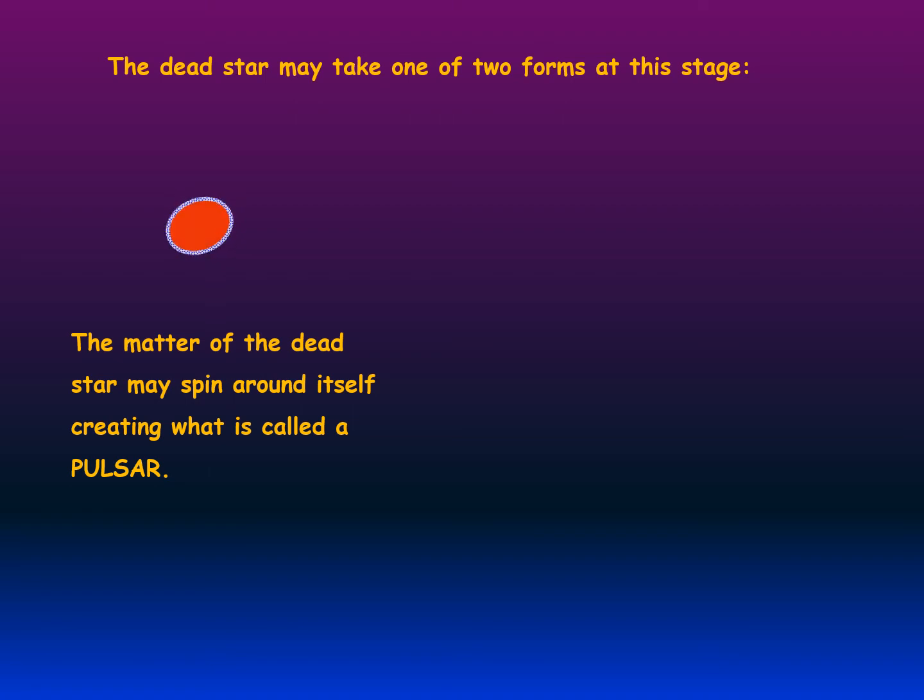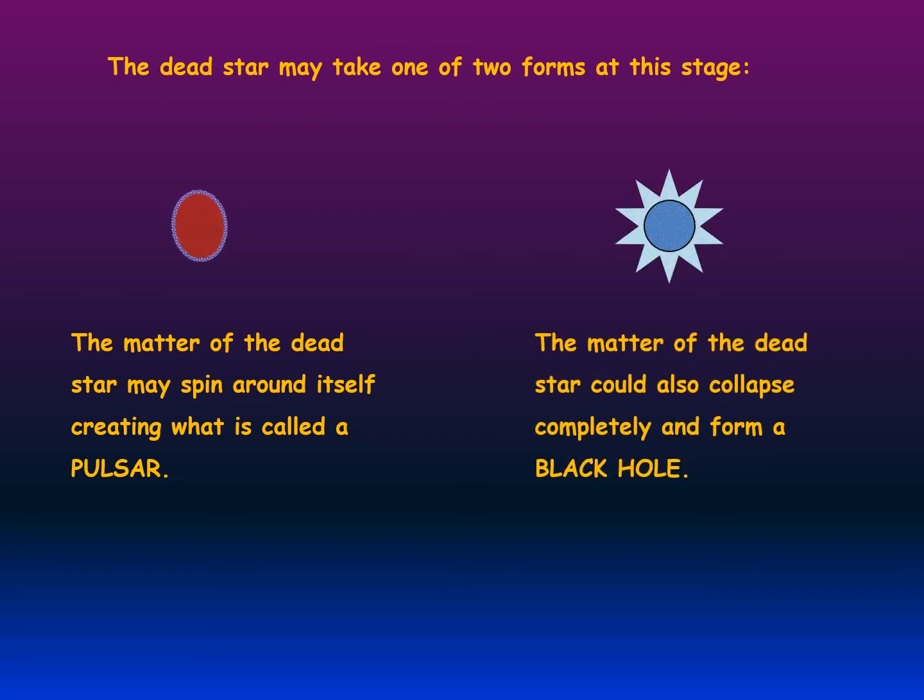This is really small compared with the original star. A pulsar produces radio waves and other energy as it spins. The matter of the dead star could also collapse completely and form a black hole. The gravity of a black hole is so great that not even light energy can escape. Anything that comes within the range of the black hole will be attracted towards its great gravity. No one knows what happens after matter enters a black hole.